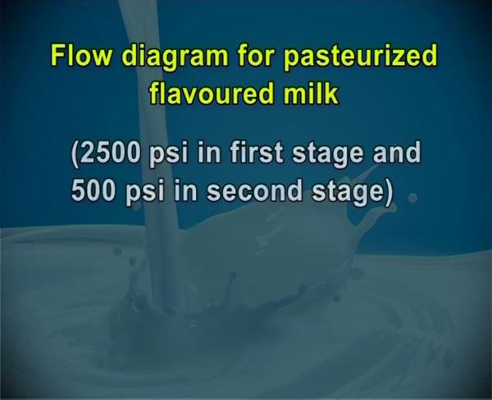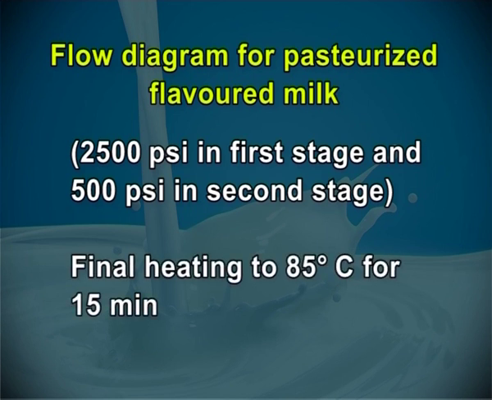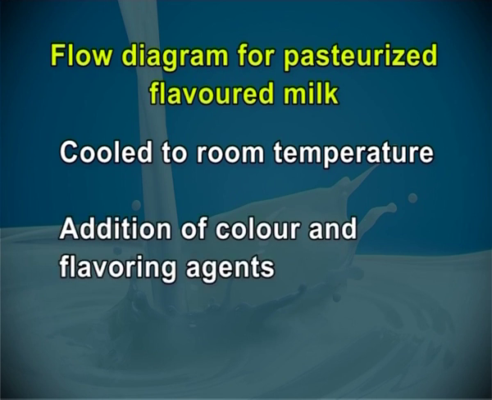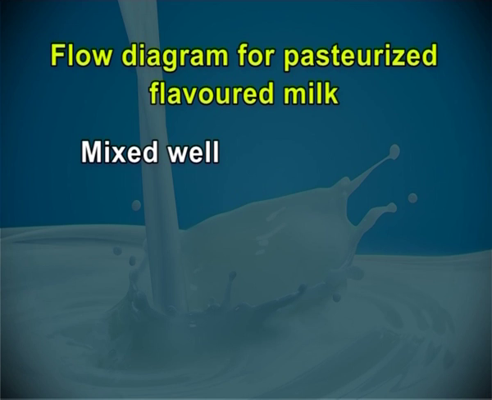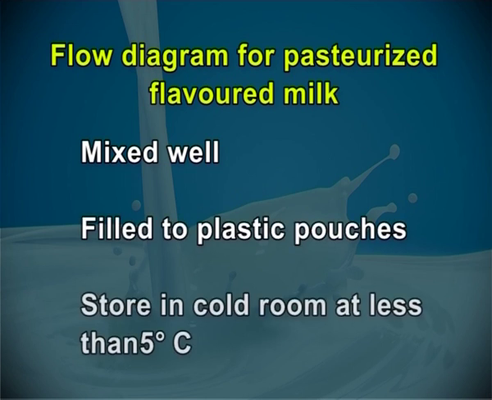Homogenization 2500 psi in first stage and 500 psi in second stage. Final heating to 85 degrees centigrade for 15 minutes. Cooled to room temperature. Addition of color and flavoring agents. Mixed well. Filled to plastic pouches. Stored in cold room at less than 5 degrees centigrade.